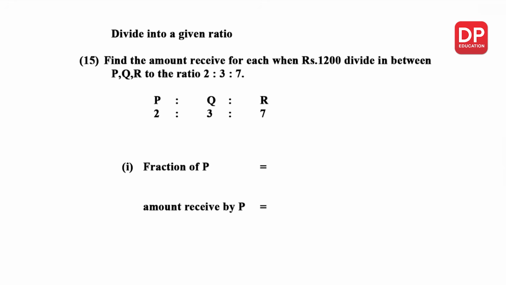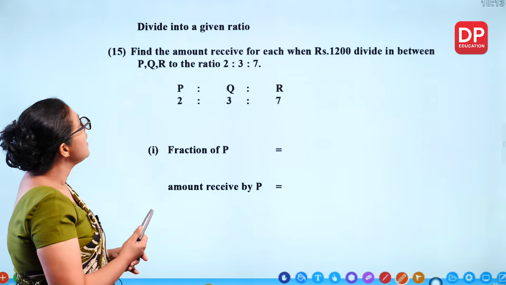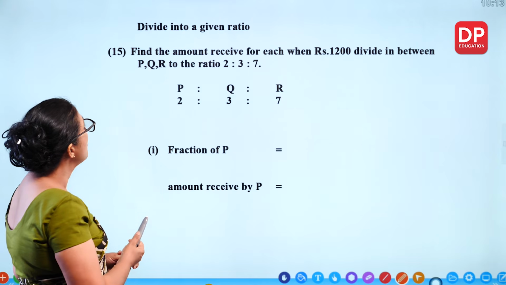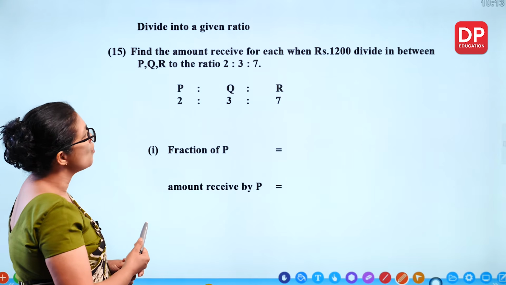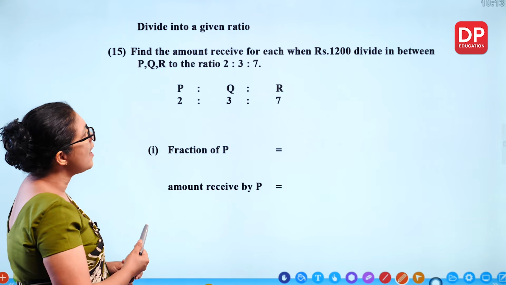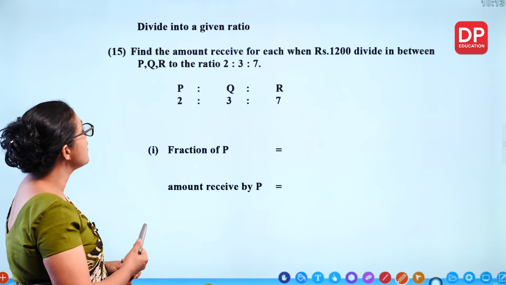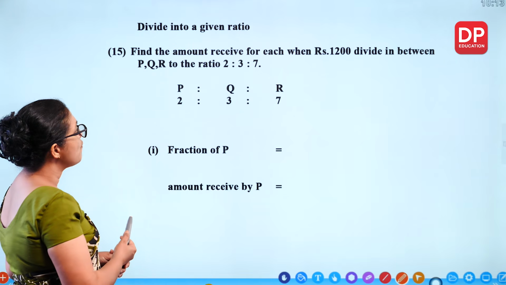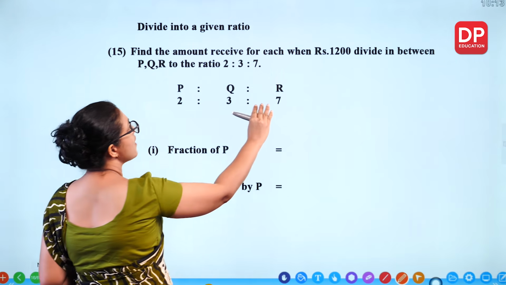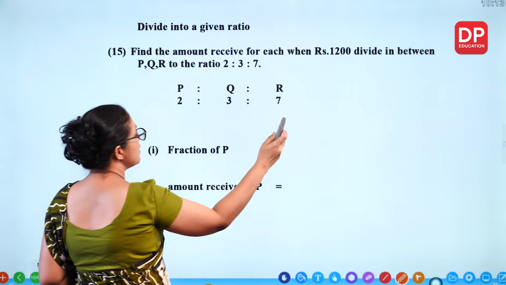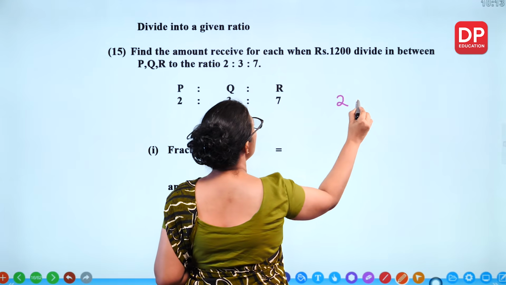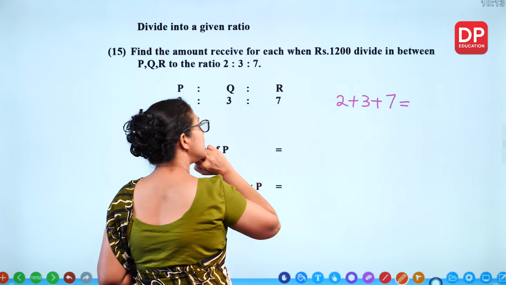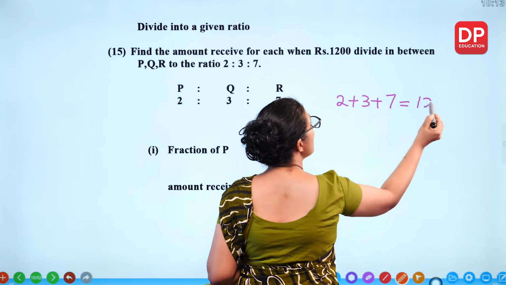Now we'll look at how we can divide any value to a given ratio. Find the amount received by each when 1,200 is divided between P, Q, R in the ratio 2 to 3 to 7. So we can find out the total number of parts. That's 2 plus 3 plus 7. What's the total? 12. 12 parts are there.